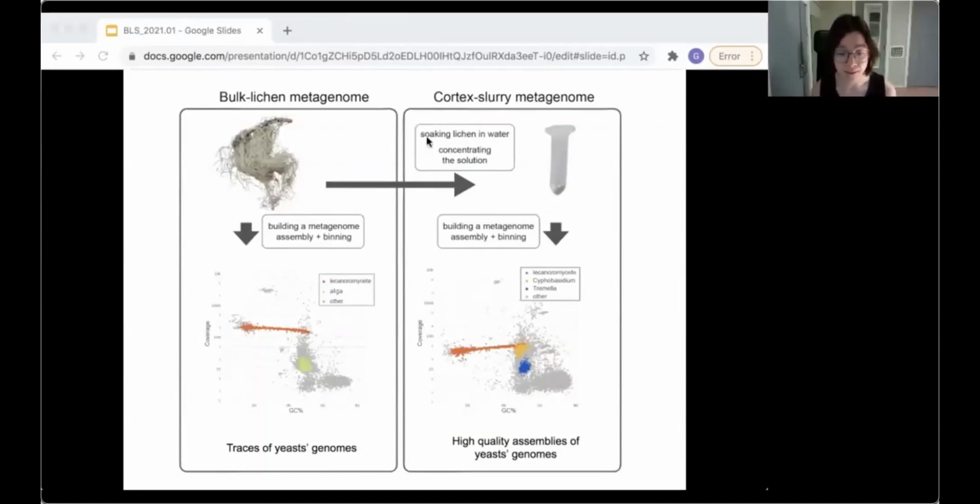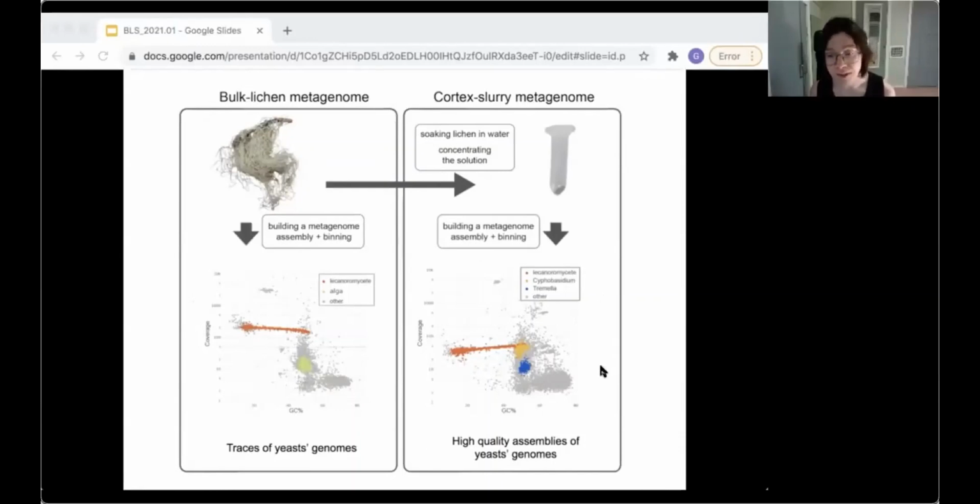Then we analyzed the data, and I won't go into details about the bioinformatics now, but I'd be happy to answer any questions. On these plots, each colored blob represents a genome. So in the case of bulk lichen metagenome, we got two genomes, the Lecanoromycete and the alga. There also were little traces of yeast genomes mixed in, but really that was not enough to study them.